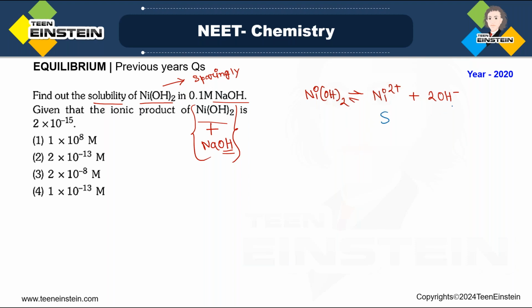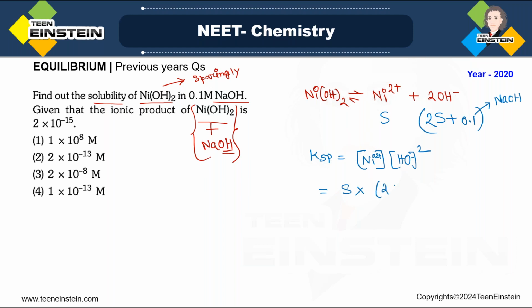So if it is S, then on this side it will be S, and for hydroxide 2S plus 0.1, because per mole of Ni2+ there is formation of 2 moles of hydroxide ion. So that is why I have written 2S, but it should be accompanied by 0.1, which is basically for NaOH. Now the Ksp should be equal to the concentration of Ni2+, so it should be S multiplied by (2S plus 0.1) squared.